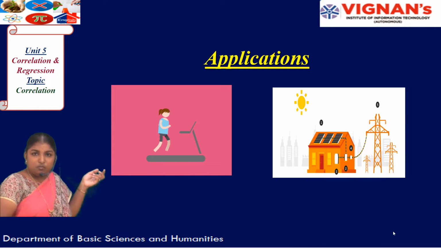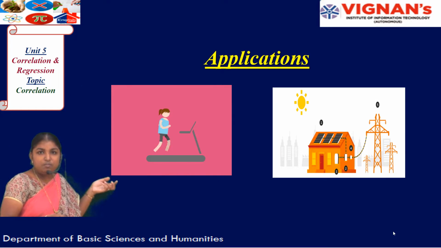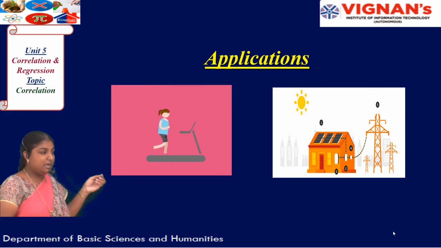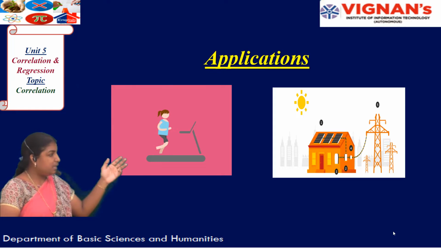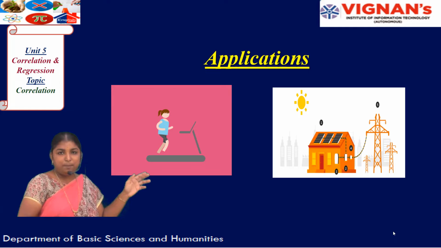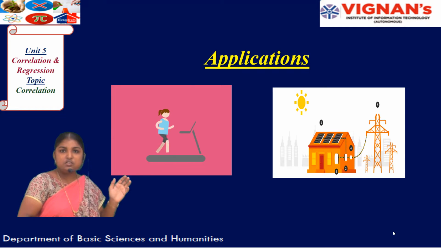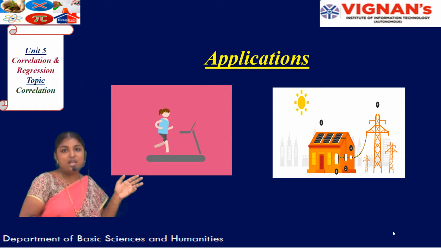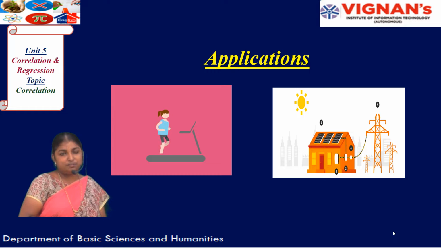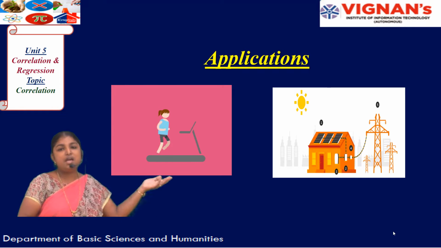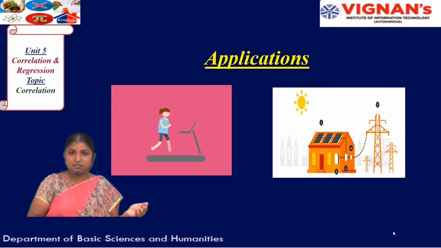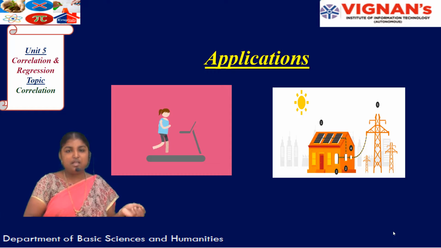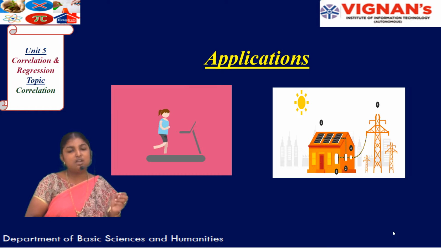See the treadmill: if you run more on a treadmill, you burn more calories. That means depending upon how fast we run, the calories burn. See the second example. Depending upon the weather, if the sun shines and the temperature is very high, the solar system will generate more power. So one depends upon another. Not only this, in some cases demand and supply depend upon one another. In all these cases, we use correlation.